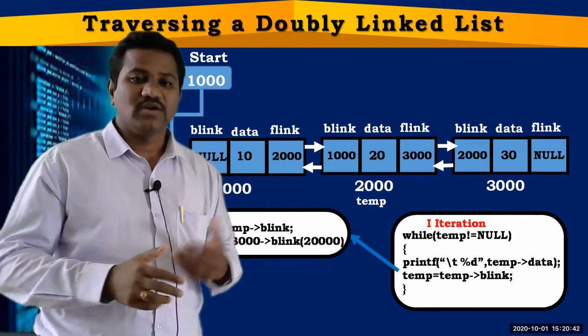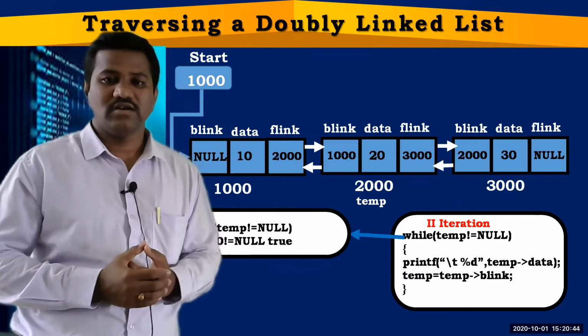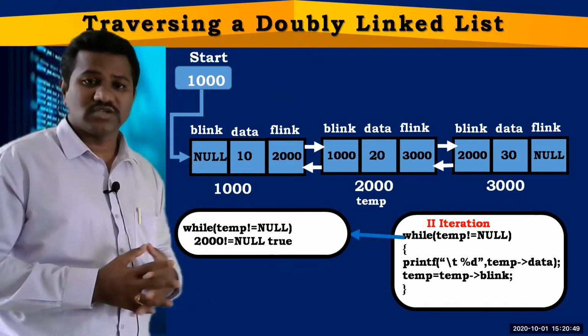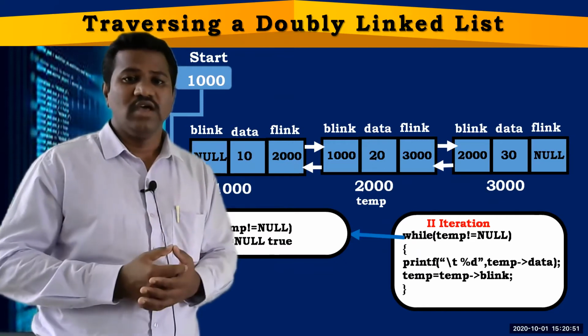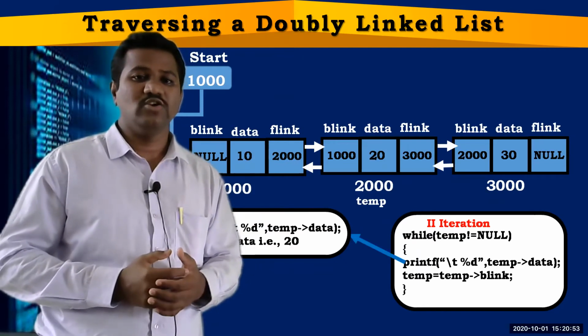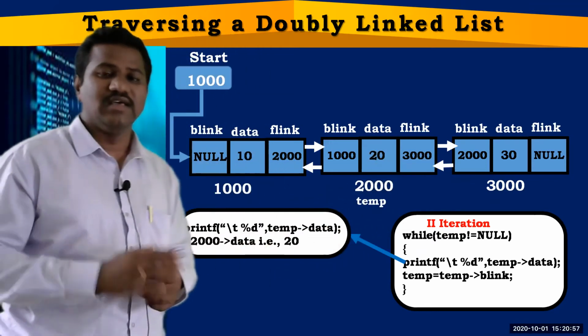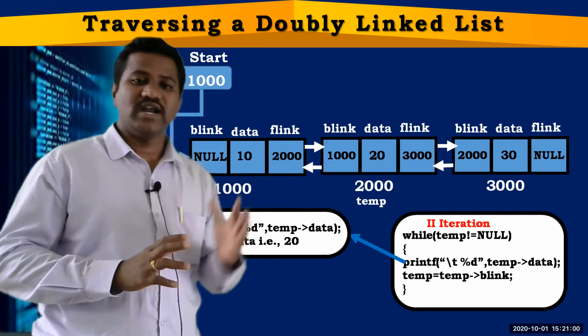After moving, again I need to check 2000 not equal to null. That is, while temp not equal to null, 2000 not equal to null. Condition is what? True. Condition true means it enters into this while loop, and printf 2000 arrow data will be printing 20. 30 has been printed first, now 20 has been printed.